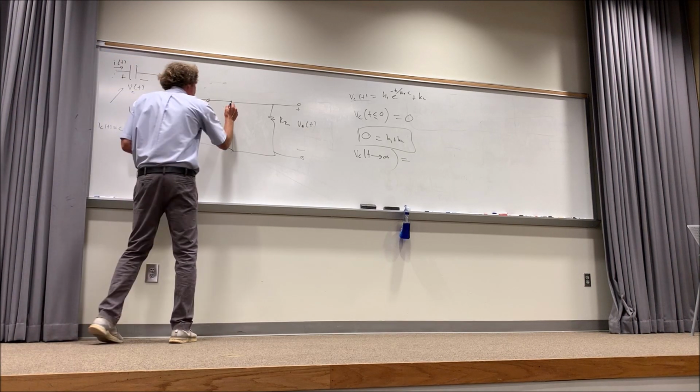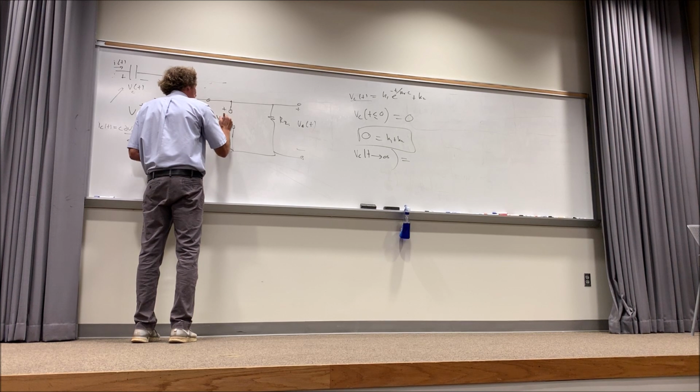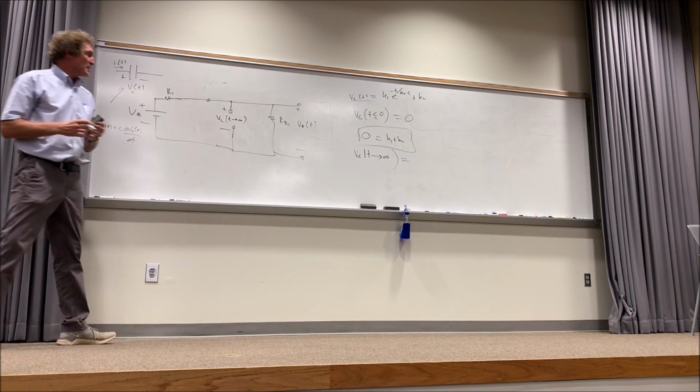And what you're after is this voltage. You're after the plus to minus VC as t goes to infinity. Now, how would I get that voltage? Anybody?